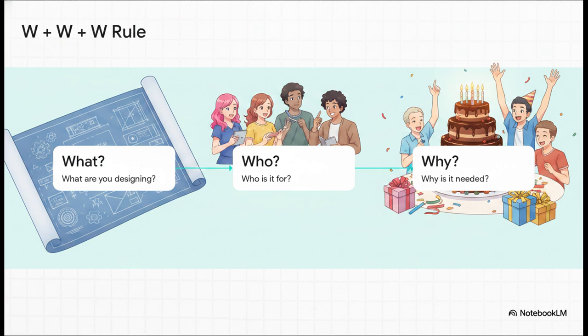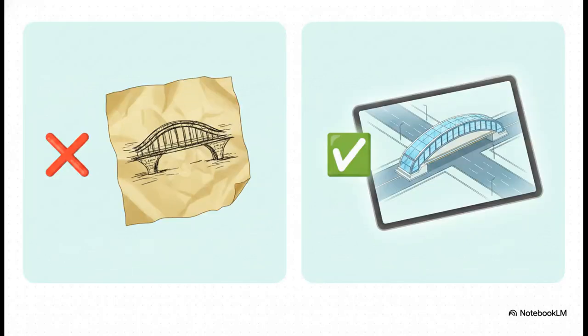To write a truly brilliant brief, I want you to use my absolute favorite memory trick, the W plus W plus W rule. What are you designing? Who is it for? And why is it needed? Whether you're designing a new cell phone case, building a dog kennel, or baking a birthday cake, you have to be specific to succeed. Let's look at the difference here.